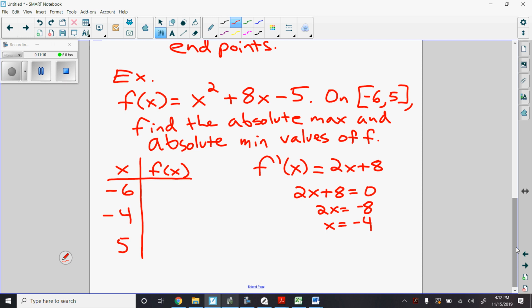So now what I have to do is plug each of these numbers. And notice I'm plugging them into f, because absolute min and absolute max are about finding the highest and lowest f values. So I'm going to start by doing f of -6. Right? And usually we have to do this by hand. It's a little tedious, but it's something we have to do. We must test all three.